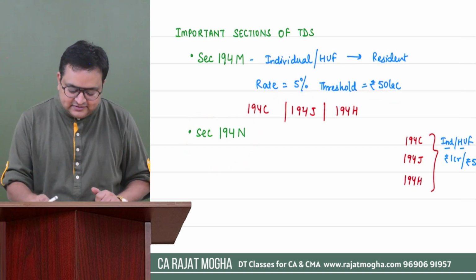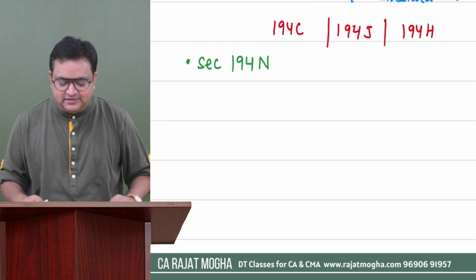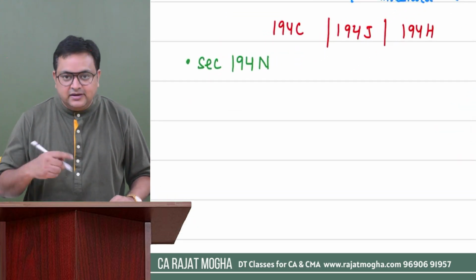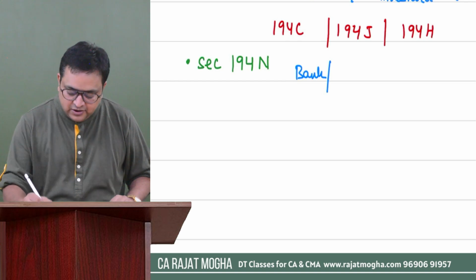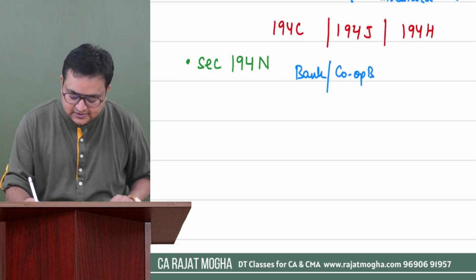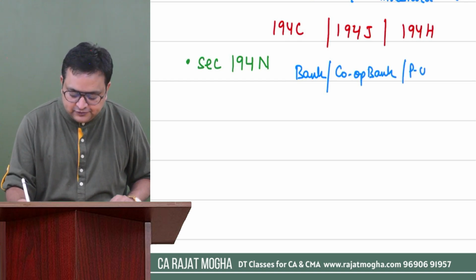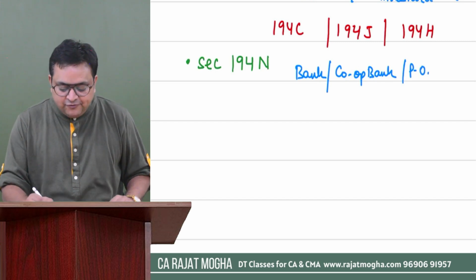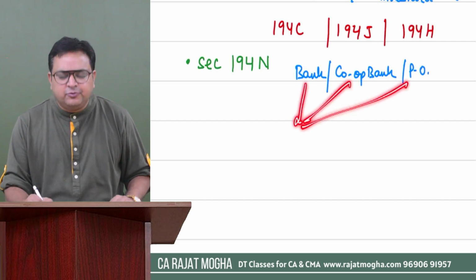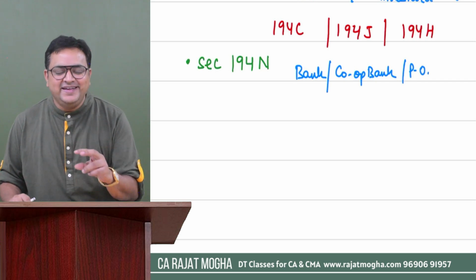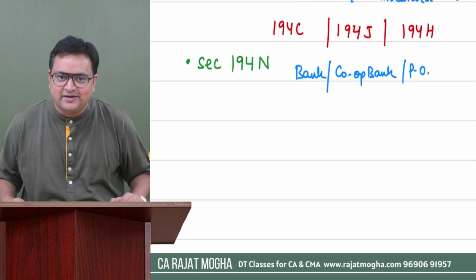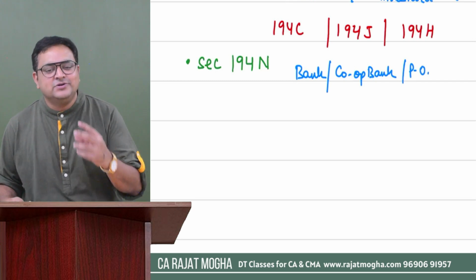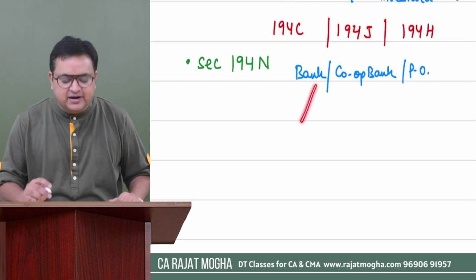Okay, coming to the next section, section 194N. Again, a very important section. The TDS deductor here would be a bank, a cooperative bank, or a post office. Under 194N, the bank, cooperative bank or post office will be deducting TDS in case you are withdrawing a huge amount of cash from your bank account.